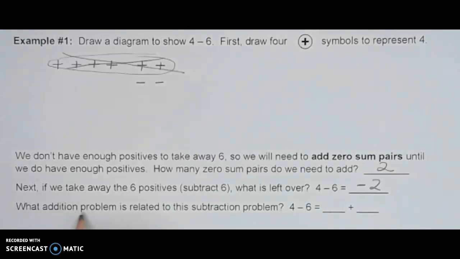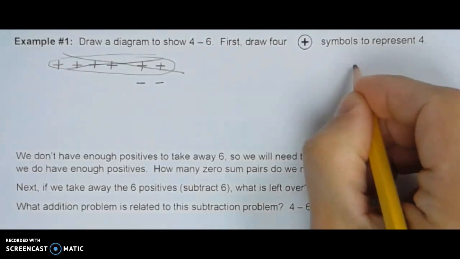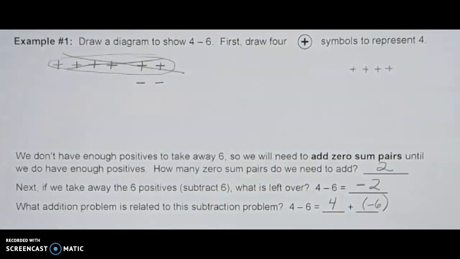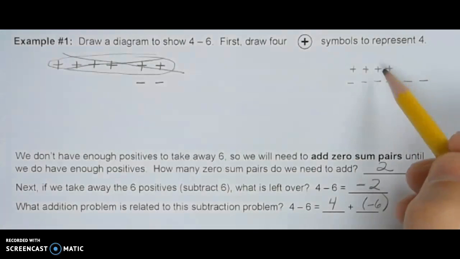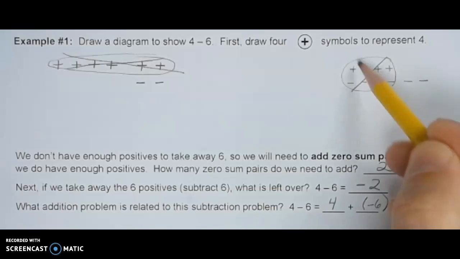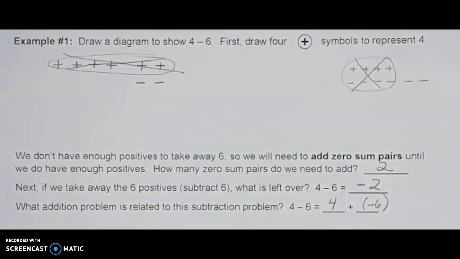What addition problem is related to this subtraction problem? This subtraction problem is related to an addition problem that would give us the exact same answer. If I started with 4, I could add 6 negatives and come up with negative 2. Remember, if we had 1, 2, 3, 4 positives, and I add 1, 2, 3, 4, 5, 6 negatives, all of these zero pairs can go away, and I still have 2 negatives left over. So 4 minus 6 is exactly the same as 4 plus negative 6.